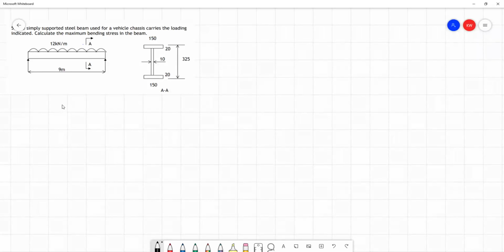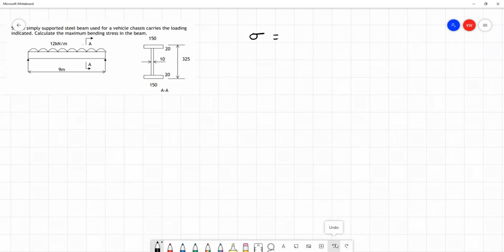In this video, we're going to look at question 5 from page 43 of the course notes. In this question, we've been asked to find the maximum bending stress in the beam. Immediately that tells us that the formula we're going to be using is one for maximum bending stress. This is our formula here as a reminder.